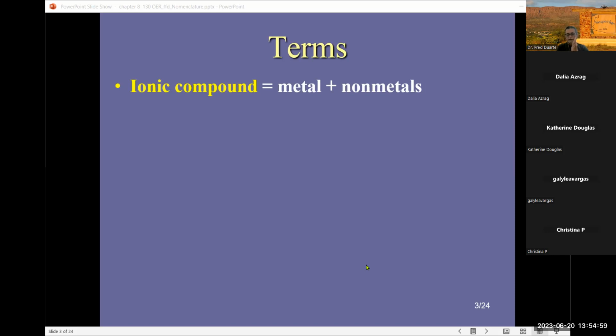Now, when we make these compounds, expect a negative and a positive coming together. Don't expect two positives to come together because positives repel. Nor two negatives to come together because negatives repel. It's only a negative and a positive.